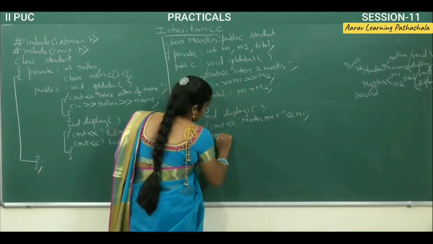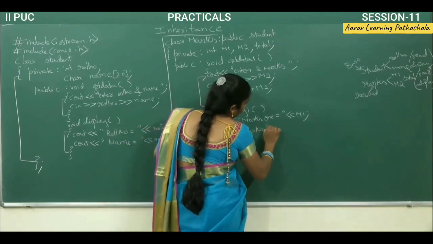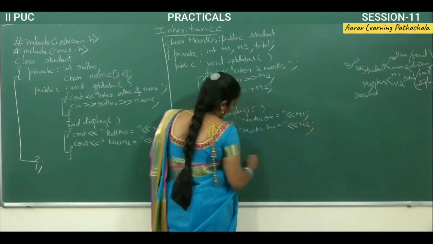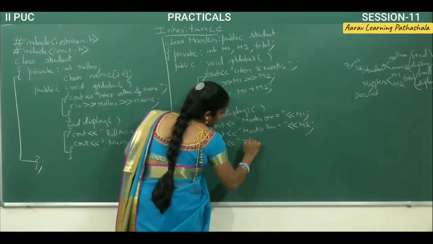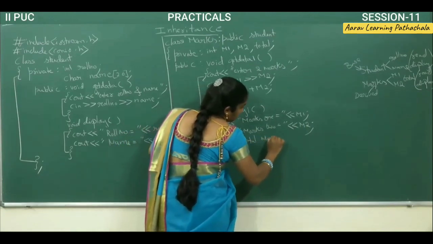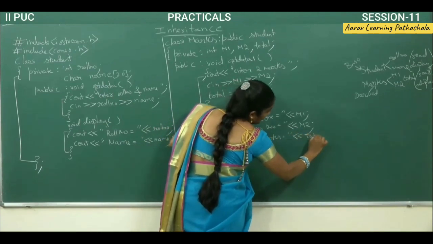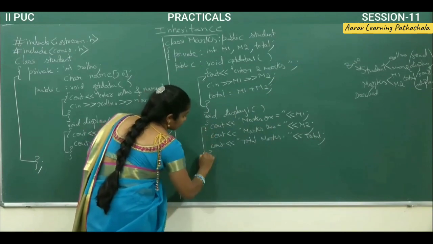Then cout marks 2 equals, display marks 2 value m2. Then display the total also. Cout total marks equals, display the total. Then close this function.